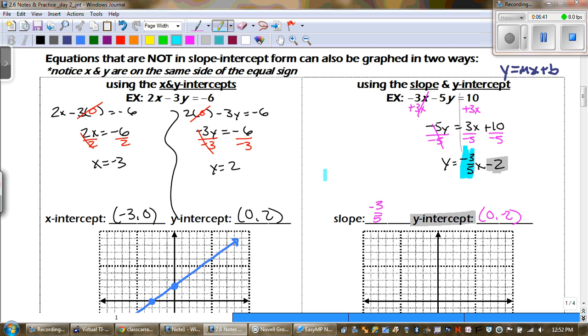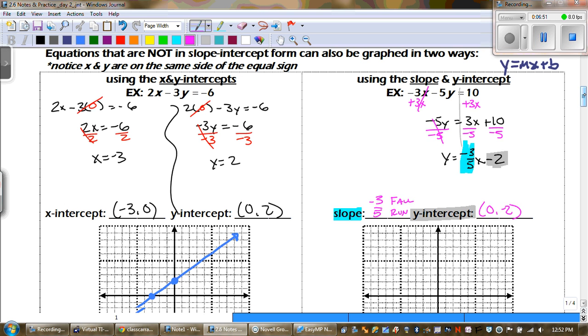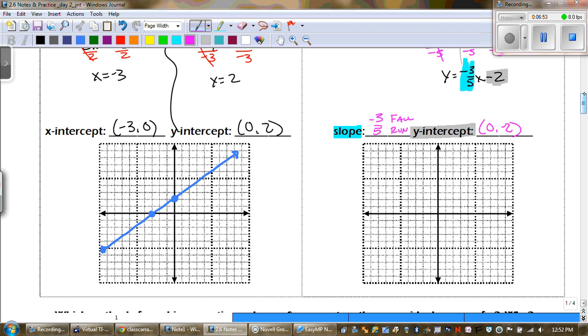Okay. So this is a negative, so this means it's my fall over run, and then the negative 2 is where we begin. Okay? Because once it's in y equals mx plus b, guys, it is so easy to graph. Okay? I start at negative 2. I go down 3 over 5, down 3 over 5. And then I go in the other direction, just staying with the pattern, and now just graph it.